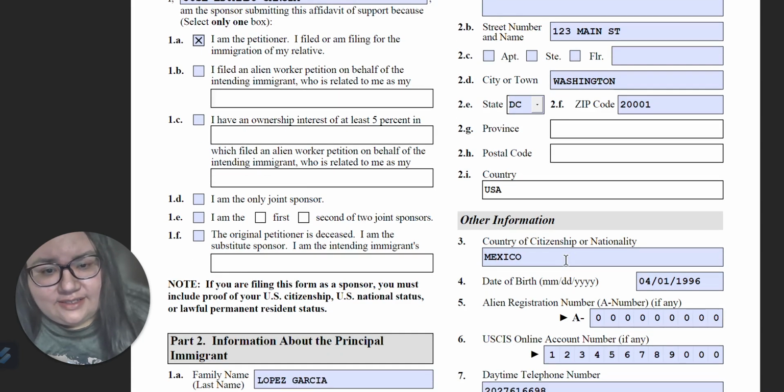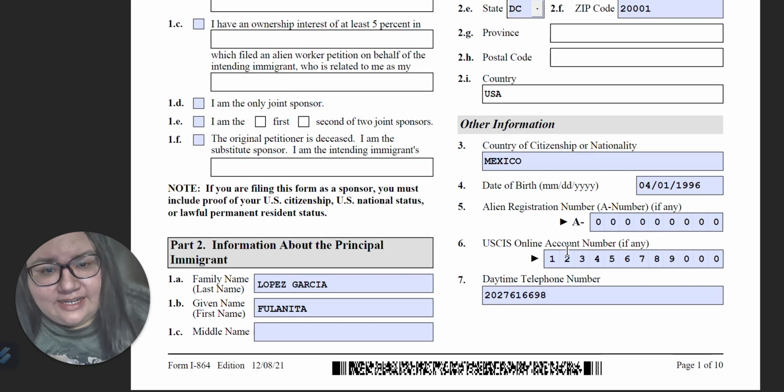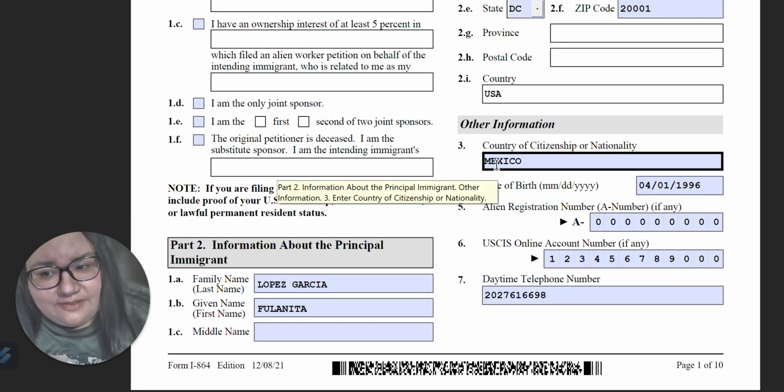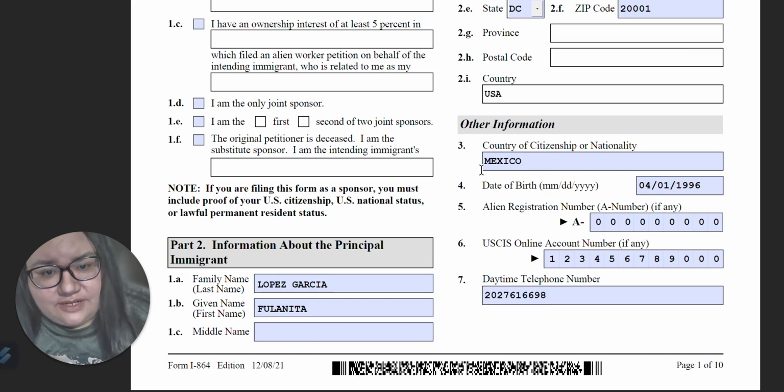All right. Now it's going to continue asking for information about the beneficiary. The first question is going to be the beneficiary or the principal immigrant's country of citizenship or nationality. In our scenario, Fulanita is from Mexico, so we put Mexico there. You're going to fill out the beneficiary's date of birth, their A number if they have one, and their USCIS online account number if they have one.